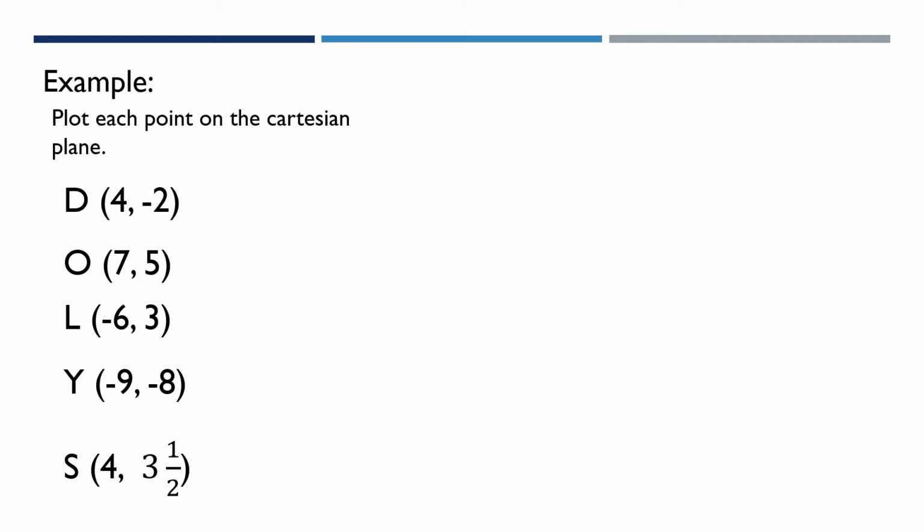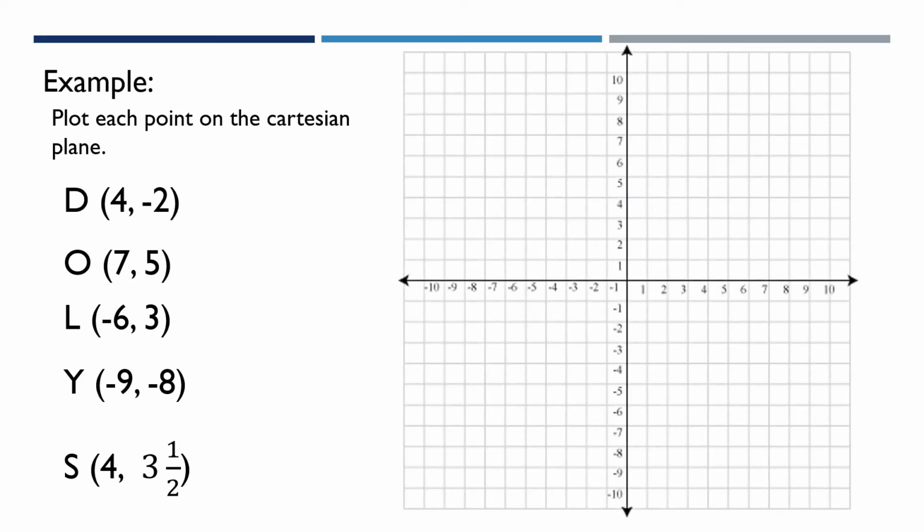Example, plot each point on the Cartesian plane. Sa pagpa-plot ng point, of course, kailangan natin ng Cartesian plane. So, let's start now with point B with coordinates 4, negative 2. Starting from the origin, then moving to the right 4 units since the x value is 4 or positive 4. Then, from there, moving 2 units downward since the y value is negative.